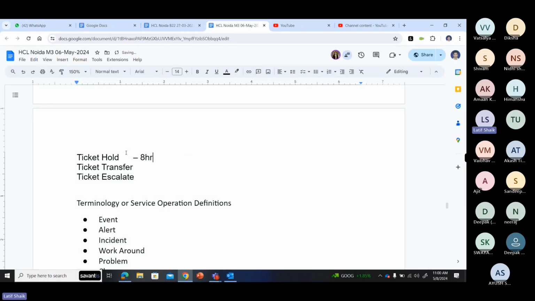So the point is 8 hours completed, and still you have not resolved the issue. Understand? You got a ticket, something like a P2 or P3 ticket, and you got 8 hours to resolve the issue. But 8 hours completed, and the issue is not resolved by the given time. So what is that called? SLA violation.